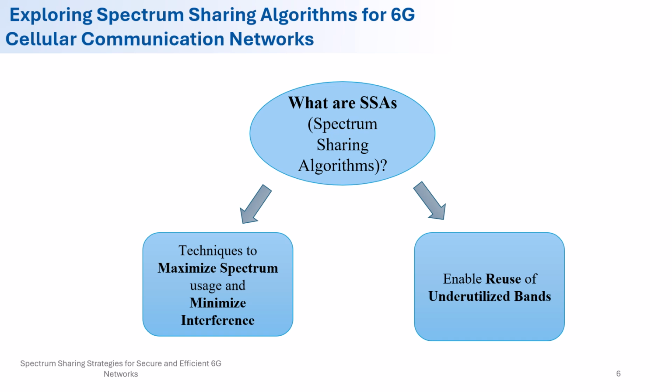In the first paper, researchers explored different spectrum sharing algorithms, SSAs. The main goal of this algorithm is to maximize the usage of available spectrum while minimizing interference between different networks and users. SSAs enable dynamic access to underutilized frequency bands, making sure no part of the spectrum is wasted.